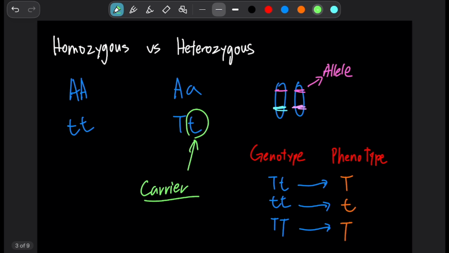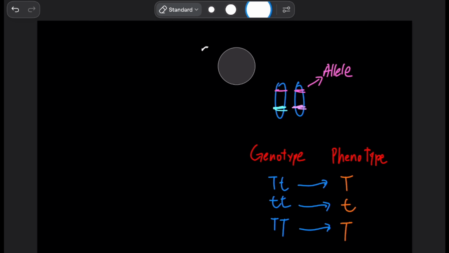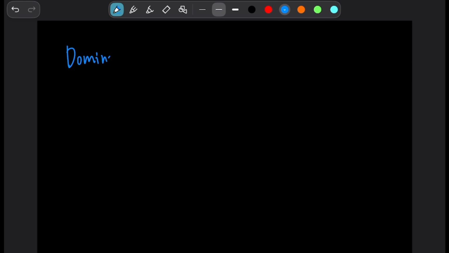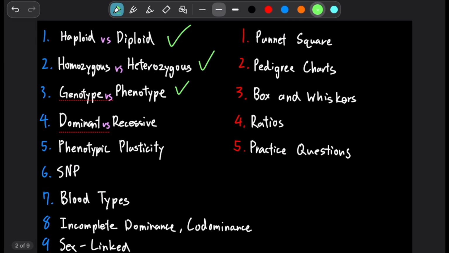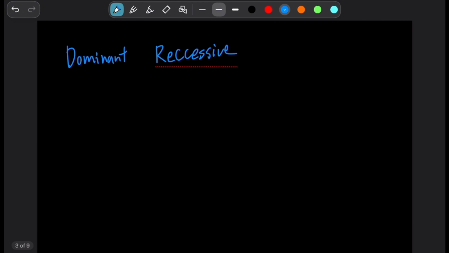Okay, so now we need to talk about, let me erase it, dominant versus recessive. So these are both alleles, right? We're talking about alleles here. But you can see down here in another concept, let me just check this first, we also have incomplete dominance and codominance, so I think I'll talk about it together. So a dominant allele is when this allele has the effect on a phenotype. The phenotype is the trait that it will display.